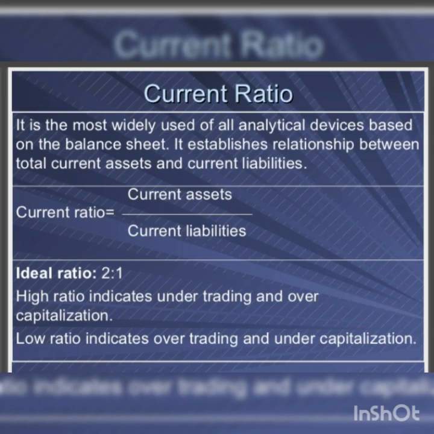Current liabilities are those liabilities which are to be paid within a year. These liabilities are creditors, bills payable, outstanding expenses, short term loans, bank overdraft, cash credit, provision for taxation, proposed dividend, tax deducted at source, and unclaimed dividend.